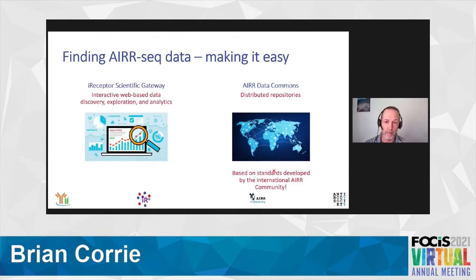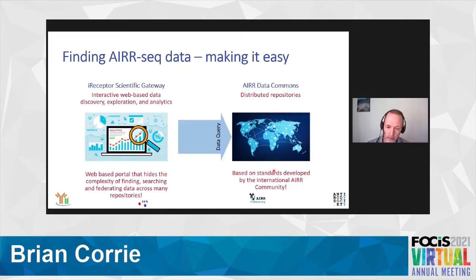One of the key things is we want to make this easy. So one of the things that our project is working on is the iReceptor Scientific Gateway. The iReceptor Scientific Gateway is basically a web-based platform for doing data discovery and analytics, and it queries the AIRR Data Commons. It uses the AIRR Data Commons Web API to query the AIRR Data Commons. Basically, it tries to hide the complexity of the fact that you're searching tens or possibly hundreds of repositories and finding data across those repositories. Essentially what the user does is they send a query. The query goes out to the repositories, and the web portal federates that data and gives you a response back.